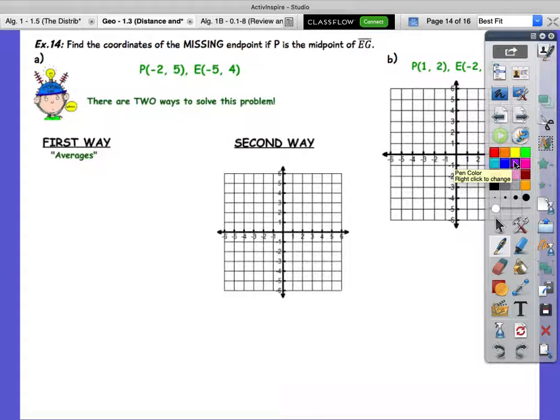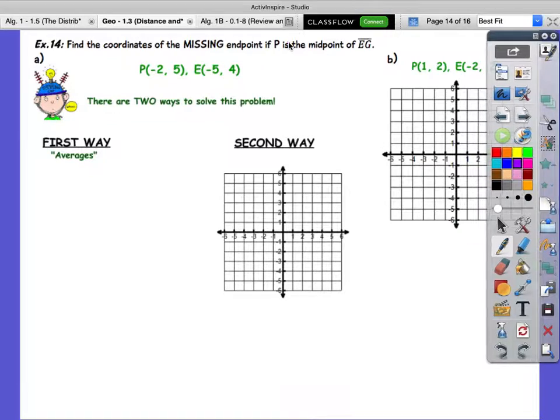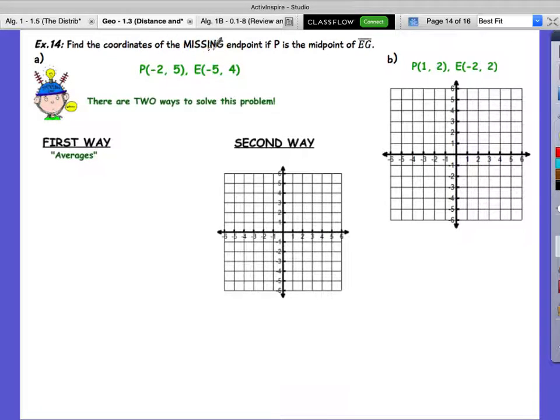We're gonna be given an endpoint and a midpoint. We're told to find the coordinates of the missing endpoint. Before, on the last 3 problems, we were finding the midpoint. Now, we're finding the endpoint.